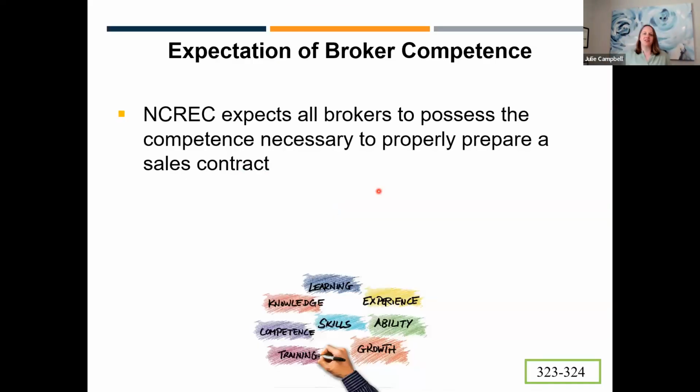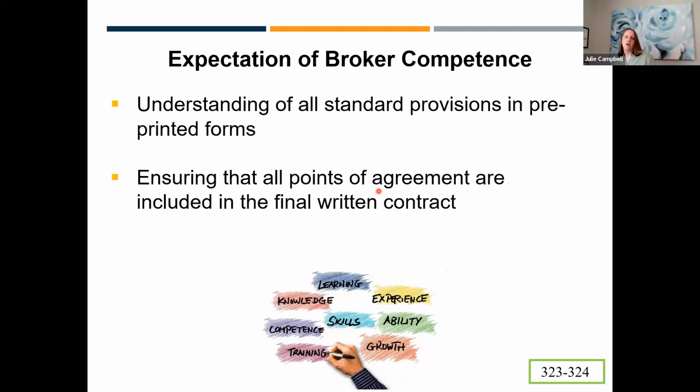As you can imagine, the Real Estate Commission expects us to possess the competency necessary to prepare these forms, particularly the sales contract, as this discussion's about. There's a lot of forms. I mean, real estate is known as the industry of paperwork, and we don't get that reputation from nowhere. So just knowing what forms to prepare and how to properly prepare those.